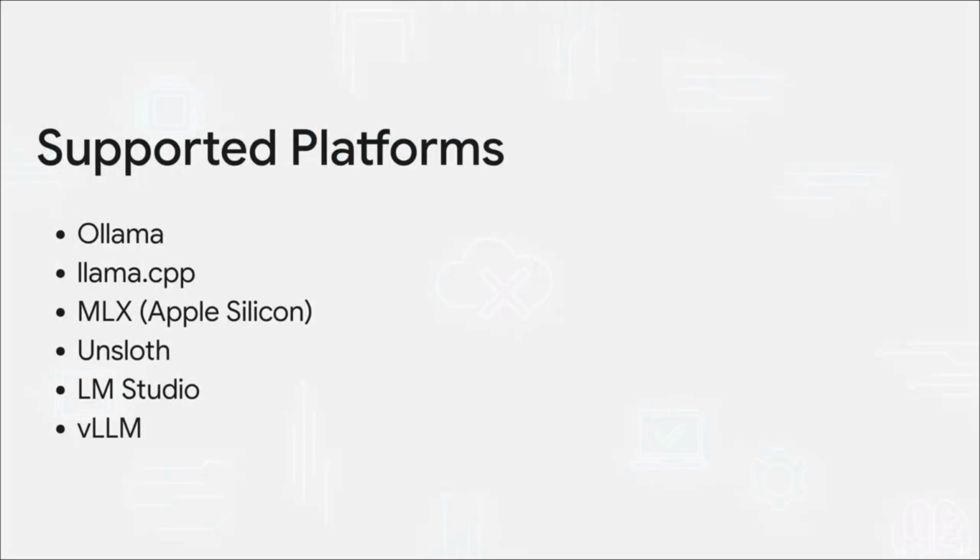And getting it running is an absolute breeze. Muse Glimmer is already supported by the heavy hitters in the local AI community. Whether you prefer using Ollama, llama.cpp, MLX for Apple Silicon, Unsloth, LM Studio, or VLM, it's ready to go. For a lot of these platforms, installing and running this powerful agent is literally as simple as typing one single command into your terminal. The friction to get started is practically zero.